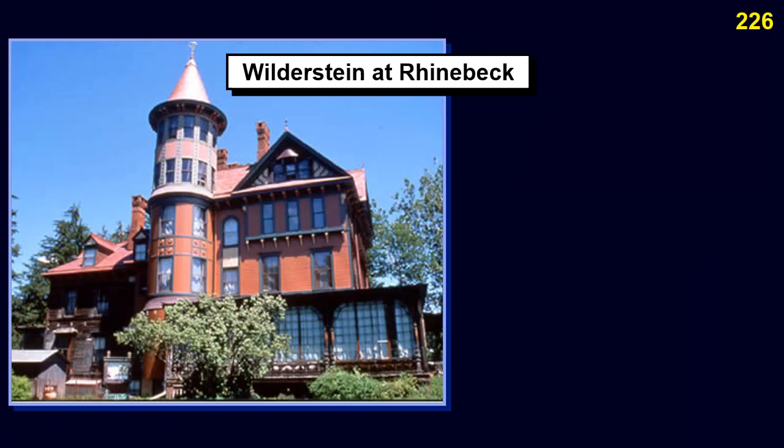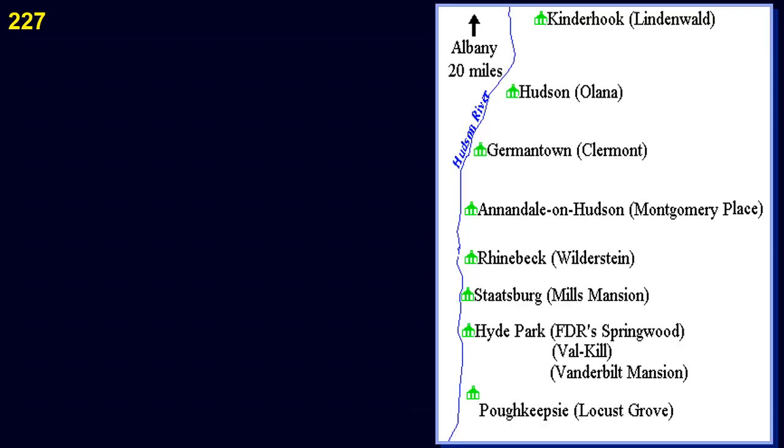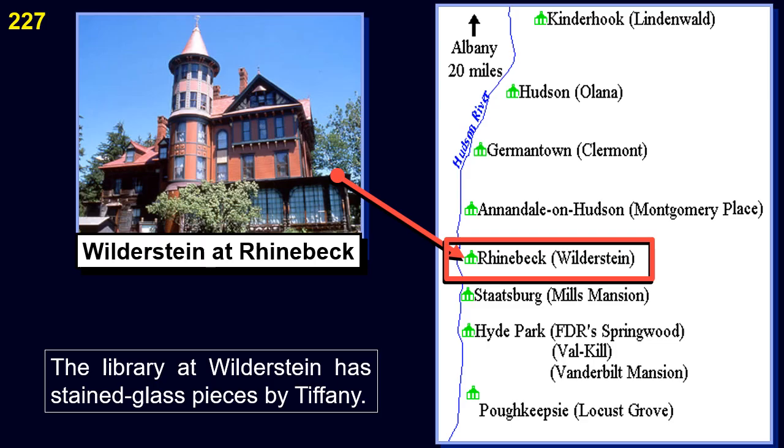Wilderstein at Rhinebeck was built originally in the Italian villa style, but was remodeled in the Queen Anne style in the 1880s. Its circular tower soars 5 stories above a landscape created by noted American Romantic landscape artist Calvert Vaux. The library at Wilderstein has stained glass pieces by Tiffany.